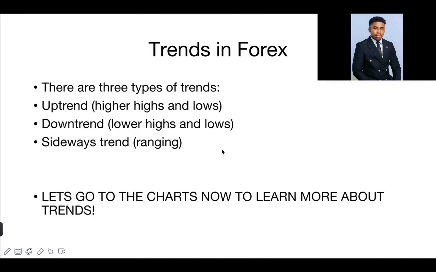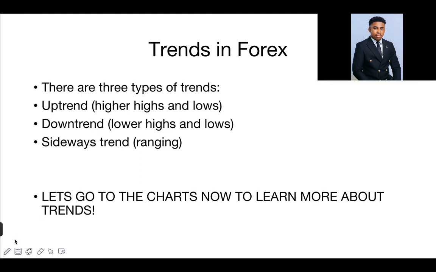So that brings us to the end of the terminologies you need to know as a beginner in Forex, and we're going to be moving on to the types of trends in Forex. Now there are 3 types of trends in Forex. We have the uptrend, the downtrend, and the sideways trend. The uptrend is a trending market to the upside that creates higher highs and higher lows. The downtrend, on the other side, is a trending market to the downside, which creates lower lows and lower highs. And the sideways trend is a ranging market. It just creates relatively equal highs and lows.